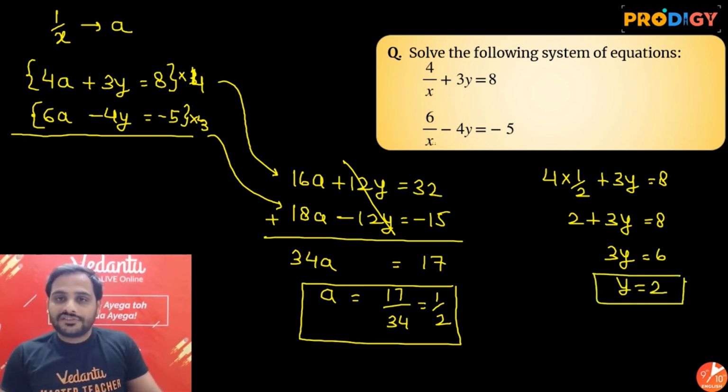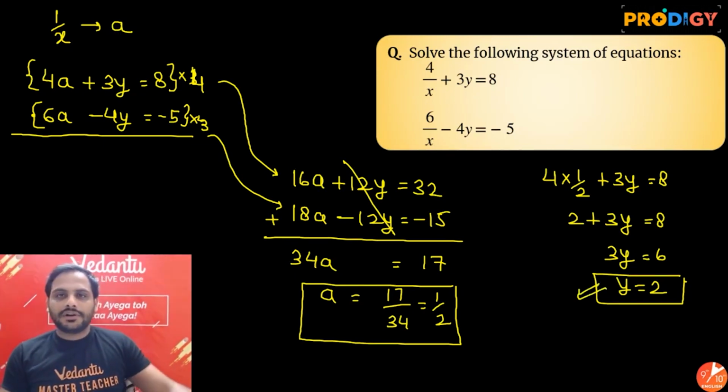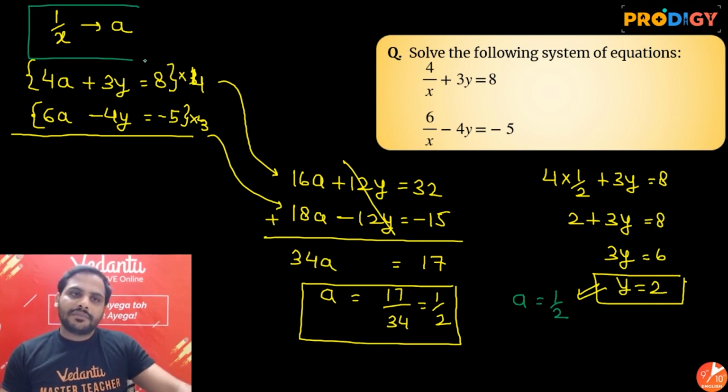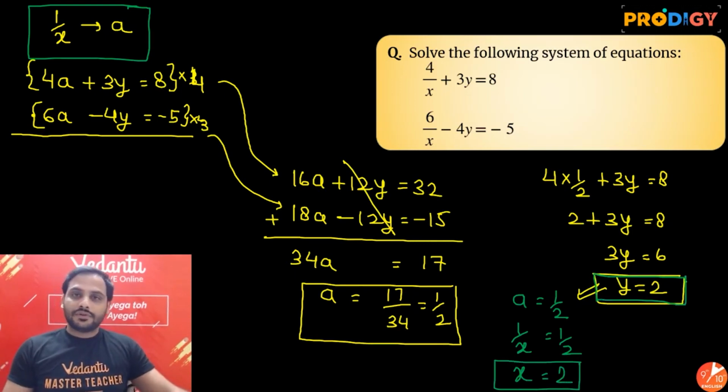Now look, in the original equation the variables are x and y, so my answer should come in x and y. y we have already got. How do I get x? Very simple, very easy it is. I know a is equal to 1 by 2 and a I have taken as 1 by x. So in place of a I can write 1 by x is equal to 1 by 2. Reciprocate, x is equal to 2. So my final answer is x is equal to 2 and y is equal to 2.